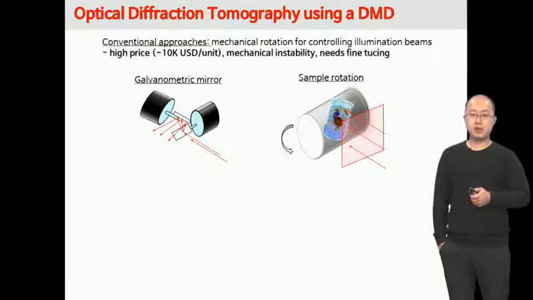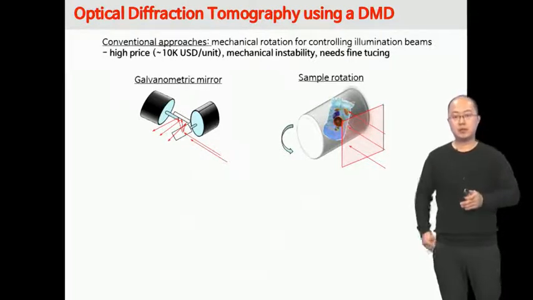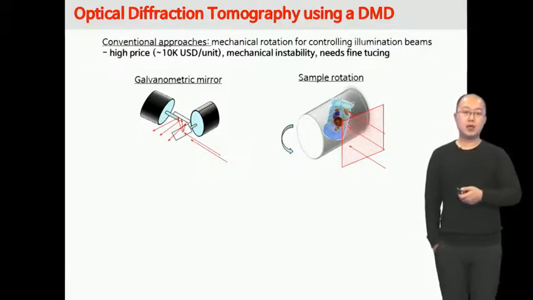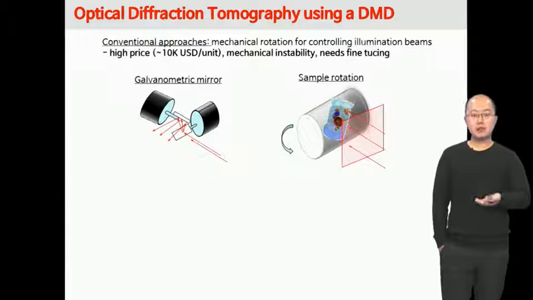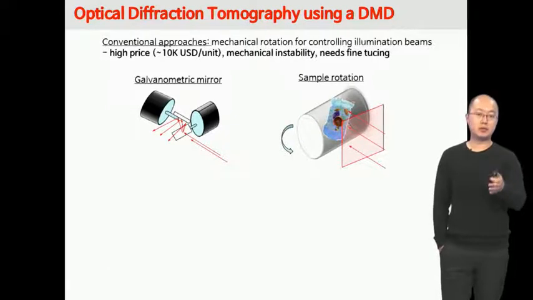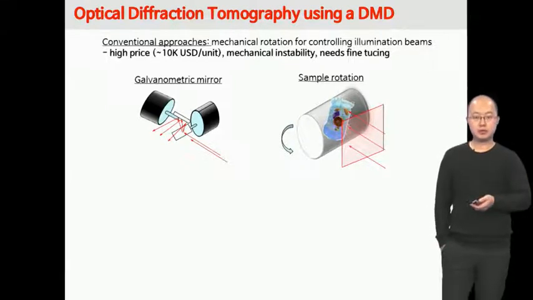For example, the 2-axis galvanometric mirror is very expensive, and intrinsically it has mechanical instability, and the alignment of this galvanometric mirror is very challenging. You need to do fine tuning every time. And sample rotation is not a good idea especially for soft and elastic samples, because the rotation of the sample or of biological cells can change the shape and structure of the biological cell.